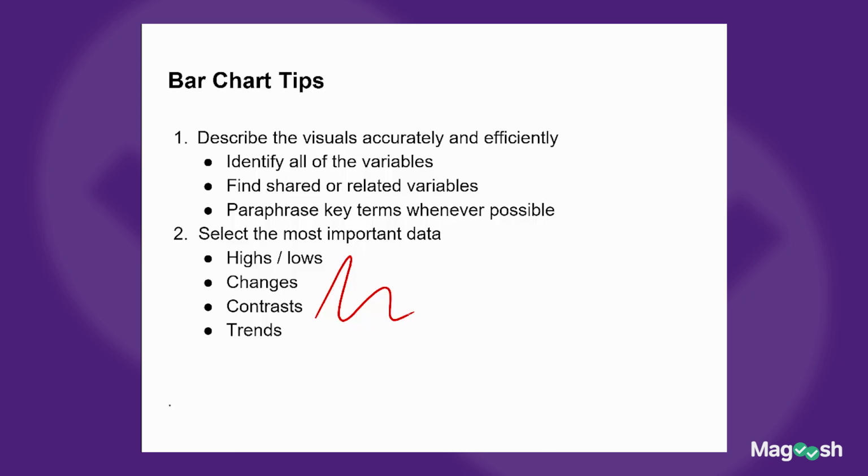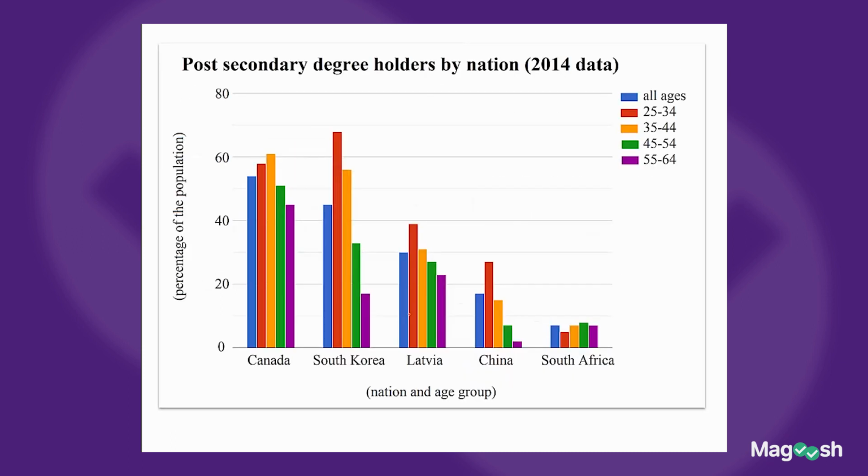You're going to look for highs and lows in the data. You're going to look for changes, contrasts, or trends. So let's go back to our sample question and look for those things and see what kinds of data we would pull out from the two bar charts in our question. Okay, so let's take a really close look at the first chart here. That'll help us to think through what we say is the most important data from it.